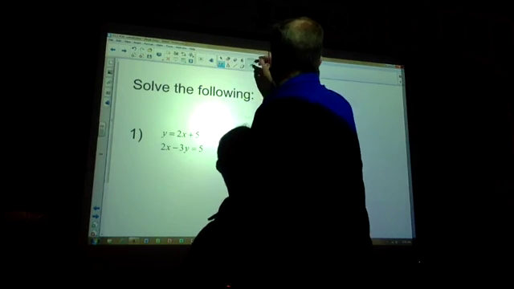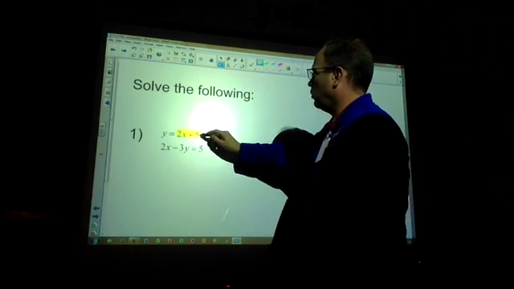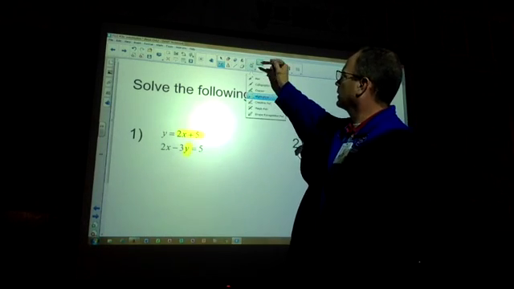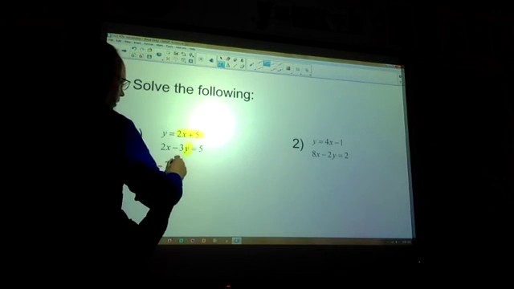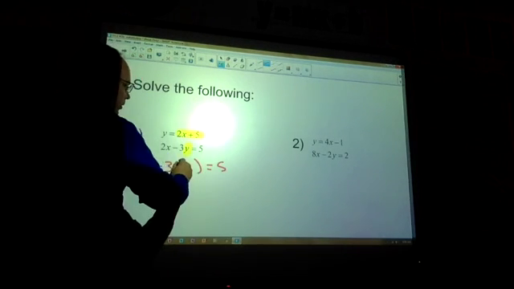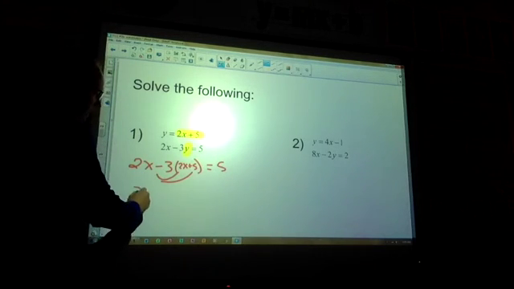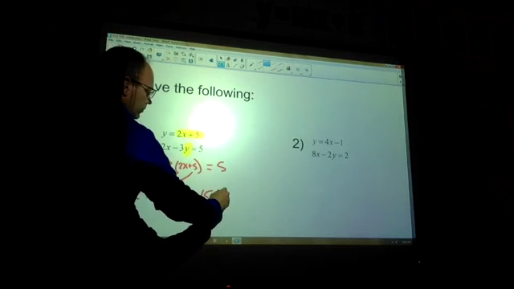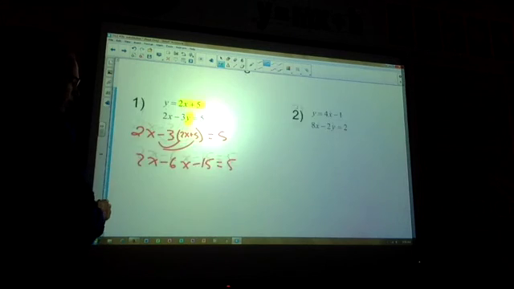Let's go to the highlighter. I'm going to plug this in where? Into the y on the other equation. Is that all right? Everyone with me? So I'm going to go 2x minus 3. There was a y there, but now I'm going to put 2x plus 5. I'm going to distribute here and here. Is that all right? Again, it's the same stuff we've been working on.